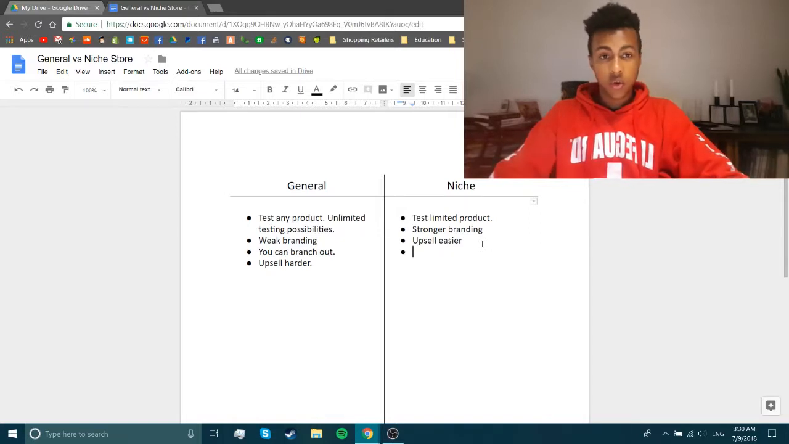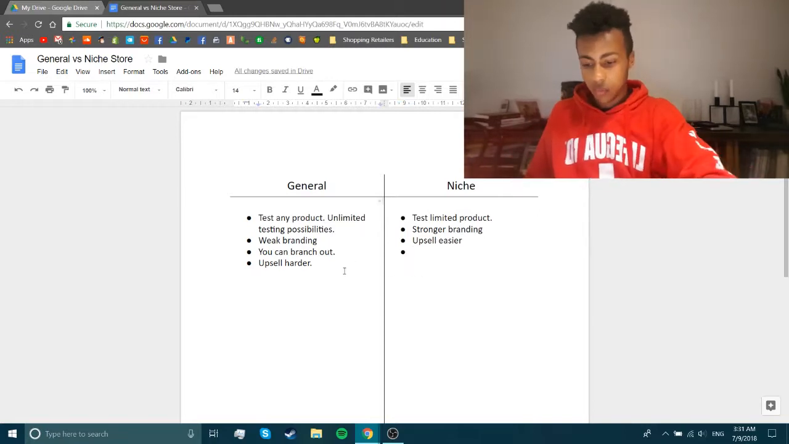But if you go into a general store like Walmart, for example, it's going to be harder. If you go to Walmart to buy cereal, and then suddenly they say, oh yeah, buy our toothpaste as well, you're going to be like, what, right? It's not really as relatable. Whereas a niche store is more relatable. So upselling is easier. You're going to have a higher add to cart value.